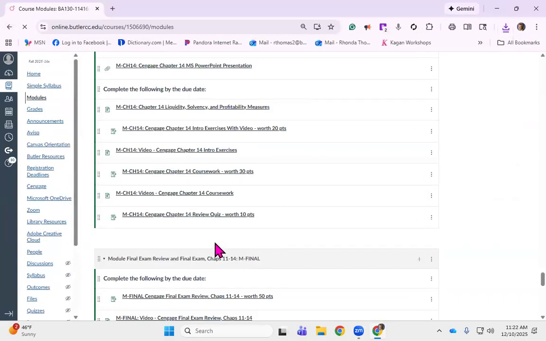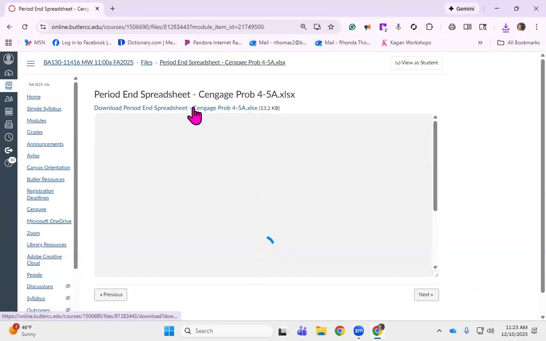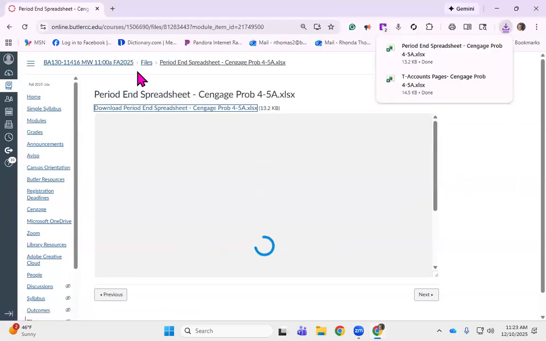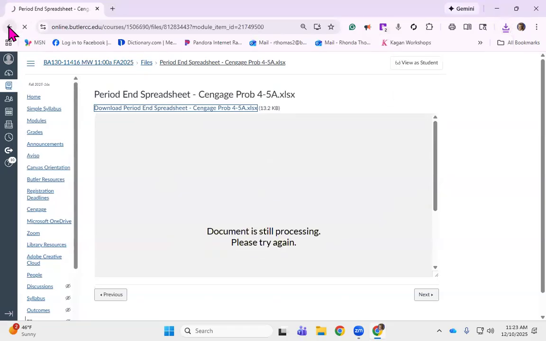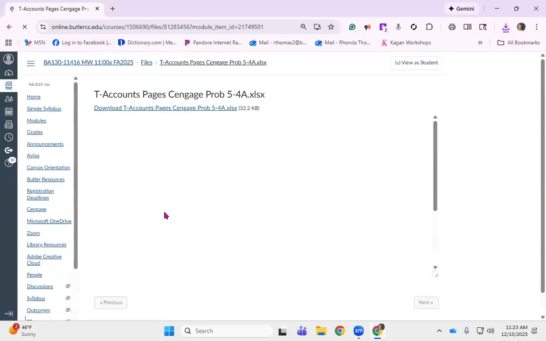But the first one is T accounts. So we're going to look at a problem in chapter 4. It's called chapter 4, 5A. And then the other one that goes with 4.5a is this period in spreadsheet, which I'm going to open. So I'm going to download it onto my computer, and then I'll be opening that here in a minute. So I would recommend that you download all of these Excel spreadsheets and use them to your advantage, so you can keep track of what you're doing in these problems.